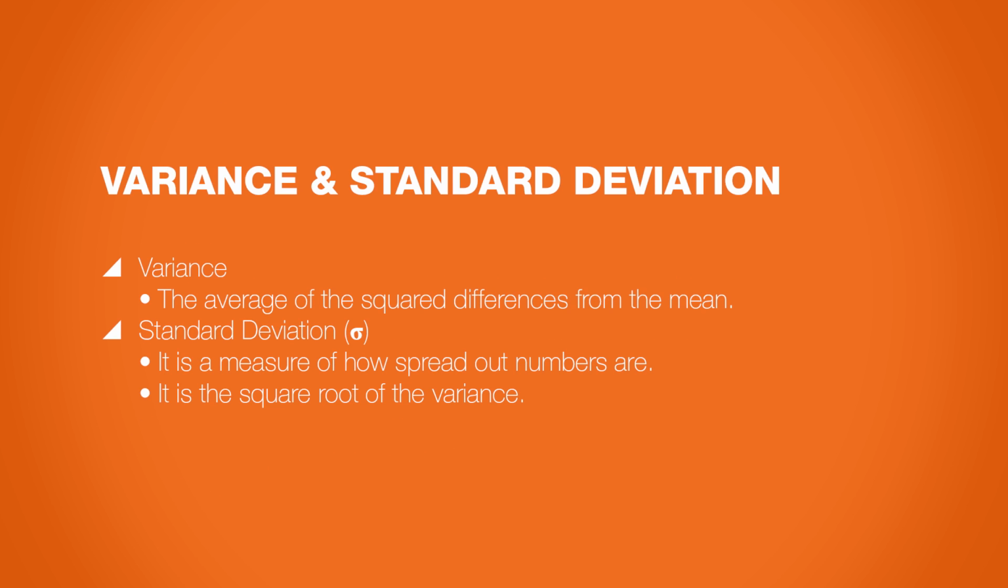Variance and standard deviation are also summary statistics. Variance is the average of the squared differences from the mean. Standard deviation, represented as sigma, is a measure of how spread out numbers are. It is the square root of the variance. These summary statistics can be easily calculated in Excel, R, or Python using shortcut functions or a statistical library.